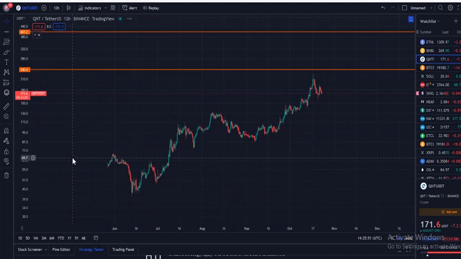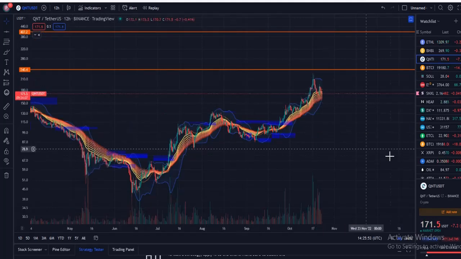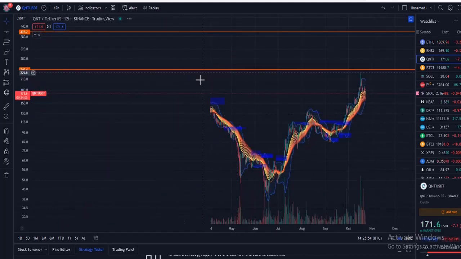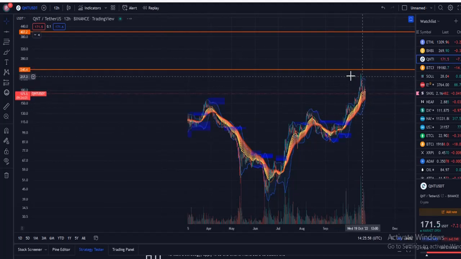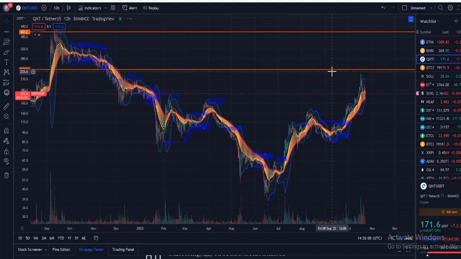Same thing with our 12 hours. As you can see, we are just retesting the support. No major resistances above Quant, and we're expecting a huge run first to the 245 and then probably to the all-time highs, right? So we're expecting such even for Quant at this period. So don't sleep on it.